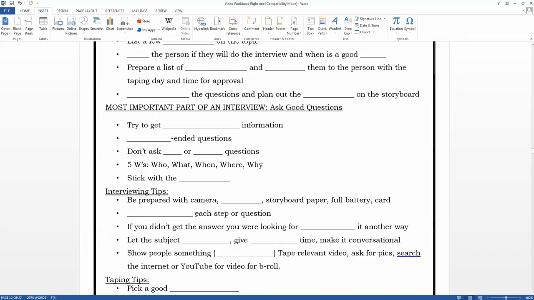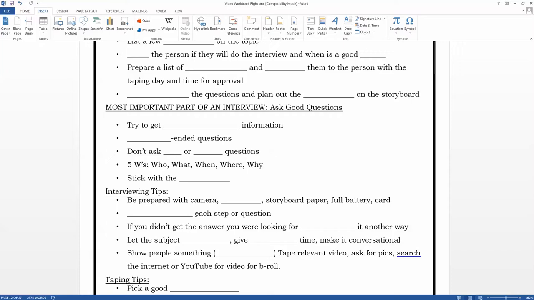Make sure that you explain each step or question. So when you interview someone, they might not know that they're supposed to look at you and not the camera. I have a lot of people when they do interviews that they look at the camera, but during an interview you're supposed to be looking at each other. So you are going to have to explain that. You are the professional in this situation.